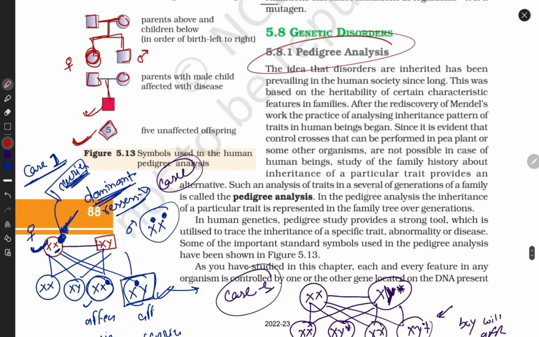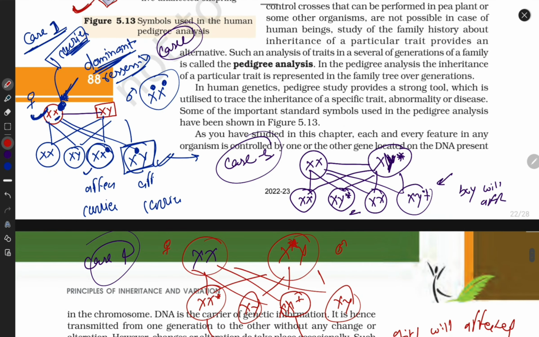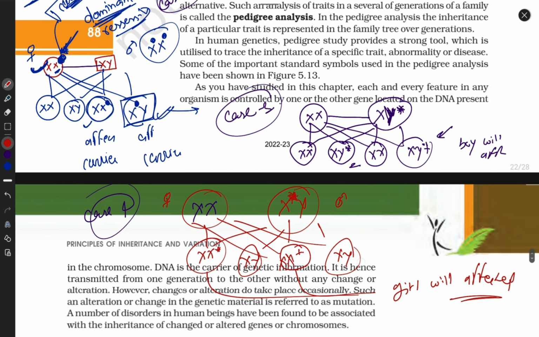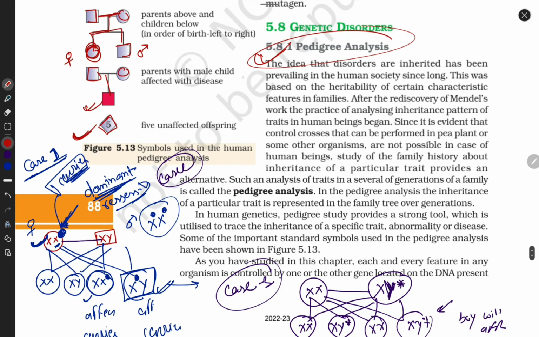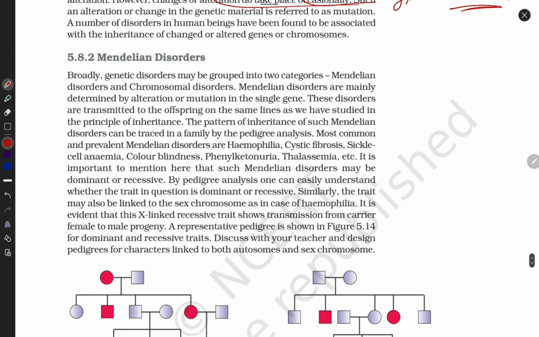So what does a pedigree tell you, guys? You can estimate, you can calculate. If a person suffers from a particular disease, you can calculate whether your parents suffer from the same disease or not, whether they work as a carrier or not, whether they are dominant or not, whether they are recessive for this disease or not. Okay, so a pedigree is useful in these cases. Now another topic is Mendelian disorder, but we will discuss it in our next video.